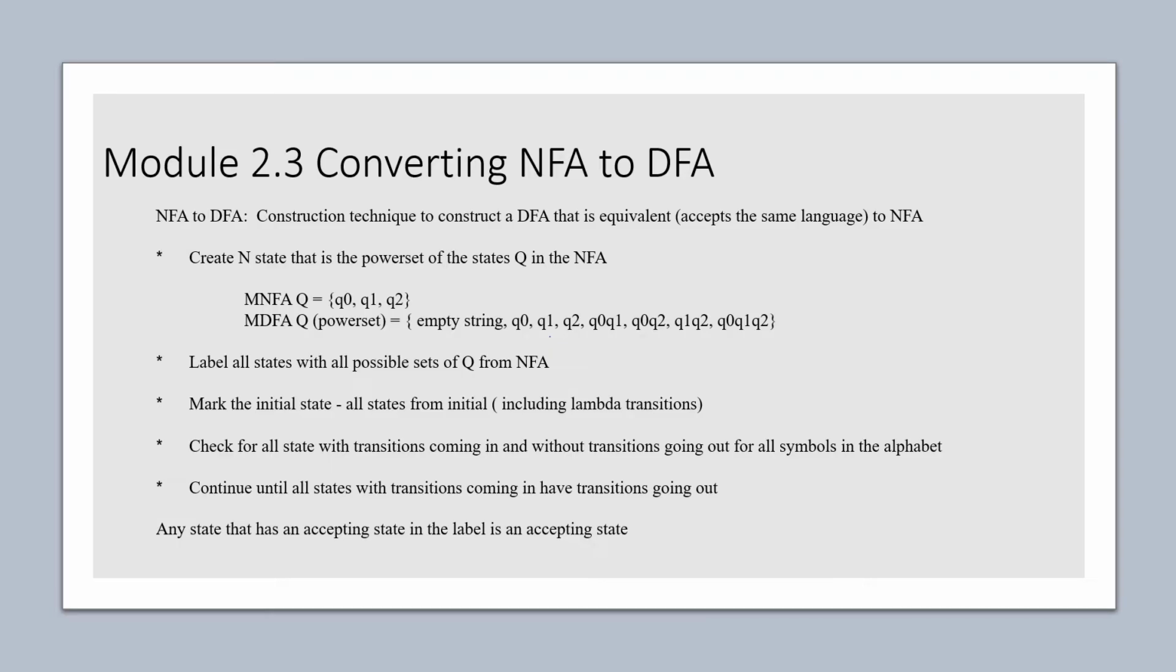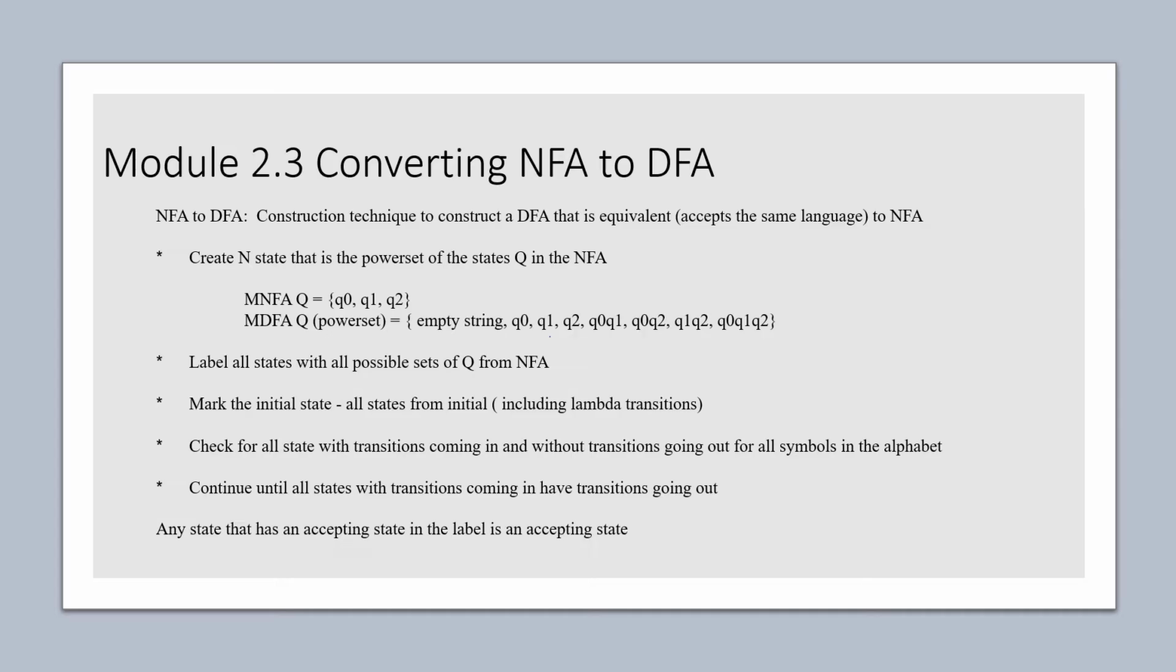So then you're going to label all your states. You're going to pick your initial state. Your initial state has to include the initial state from the NFA, including any lambda transitions. So if you have your initial state as Q0 with a lambda transition to Q1, then your initial state would be Q0, Q1. Okay, so then you just continue to check for all states with transitions coming in and transitions going out, and you have to do that for all symbols of the alphabet, and you continue to do that until you have gone through all of your power set.